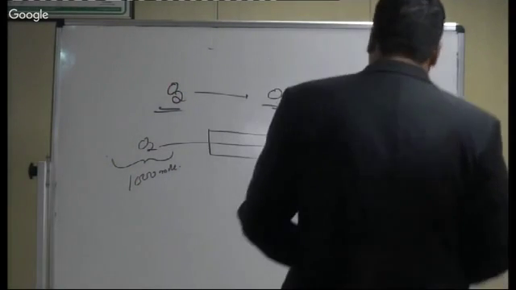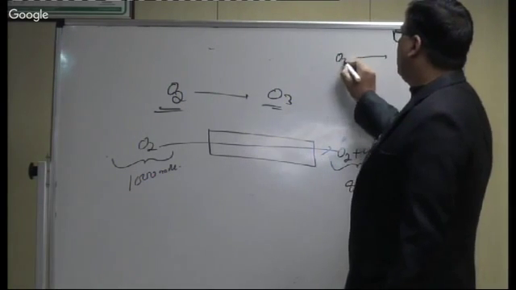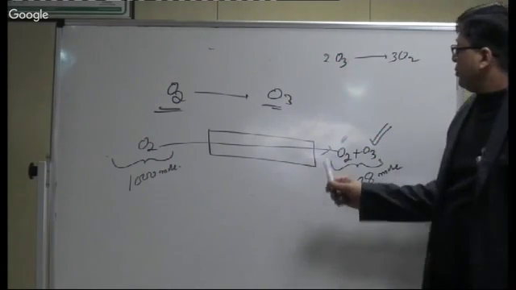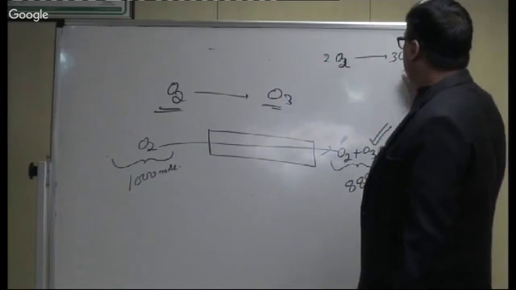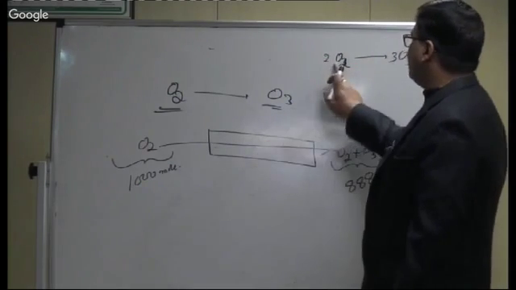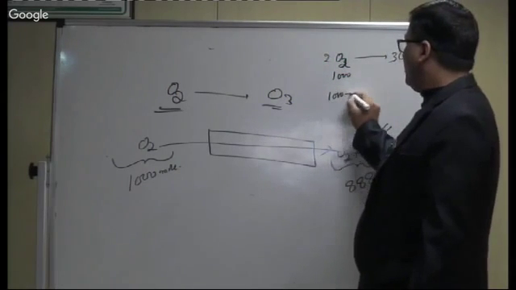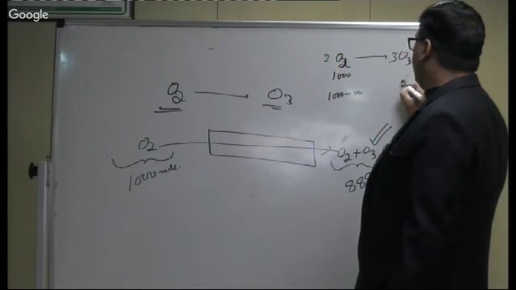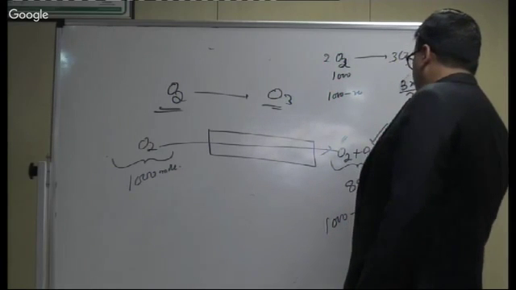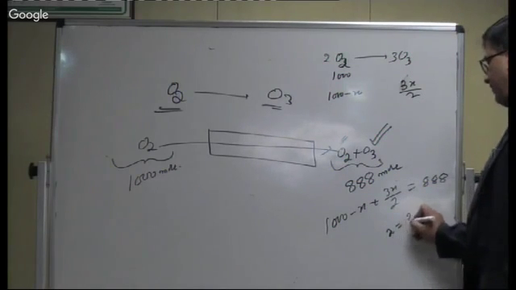I think it is 400 something. Ozone is converted to oxygen. Yes, you balance the reaction, and we know that some oxygen is left and some part of oxygen is converted to ozone. So let's say out of 1000 moles, x moles of oxygen is converted to ozone. So the ozone formed will be 3x by 2. Can I write 1000 minus x plus 3x by 2 equal to 888? We can get the value of x.